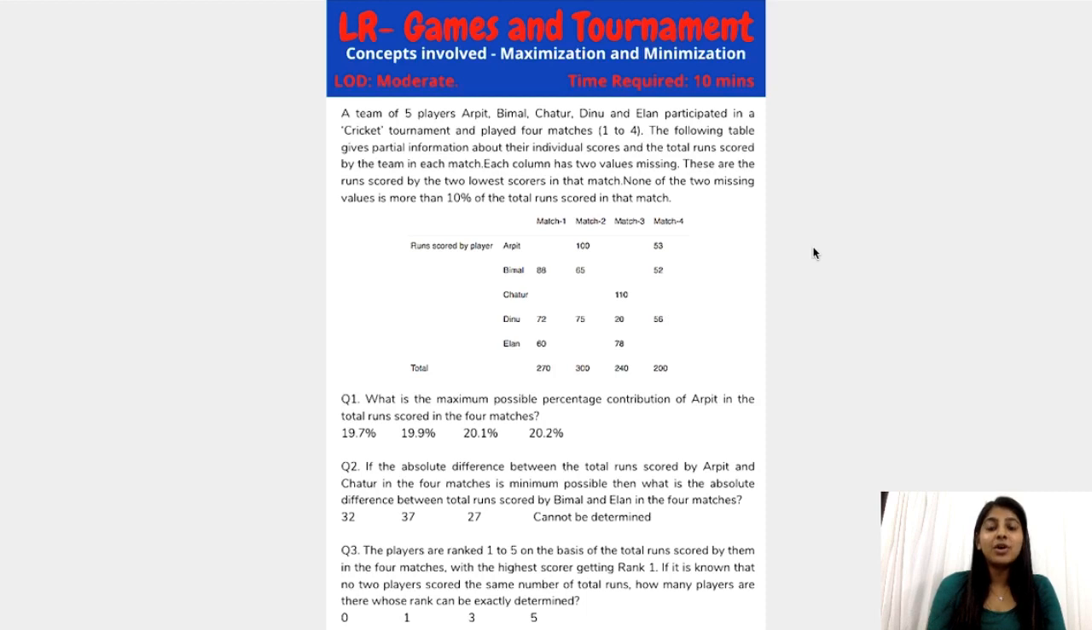Here we have a set on games in tournament with maximization minimization concept involved. Let's see it. A team of 5 players, Arpit, Bimal, Chatur, Dinu and Elan, participated in a cricket tournament and played 4 matches, 1 to 4. The following table gives the partial information about their individual scores and the total runs scored by the team in each match. Each column has 2 missing values. These are the runs scored by 2 lowest scorers in the match. None of the 2 missing values is more than 10% of the total runs scored in that match.